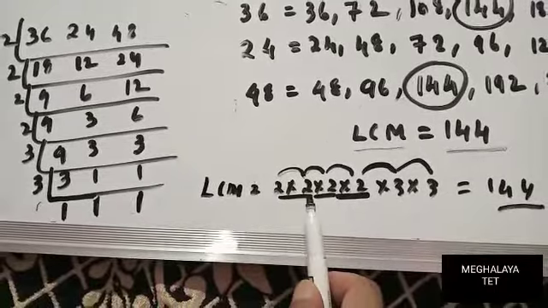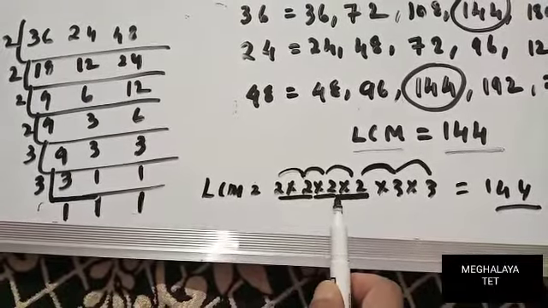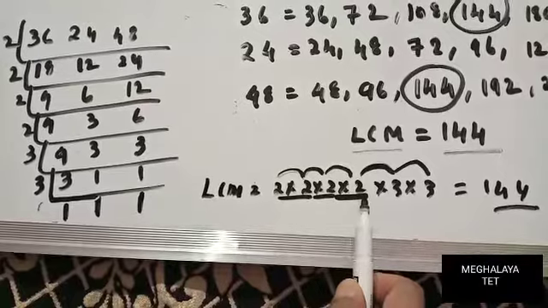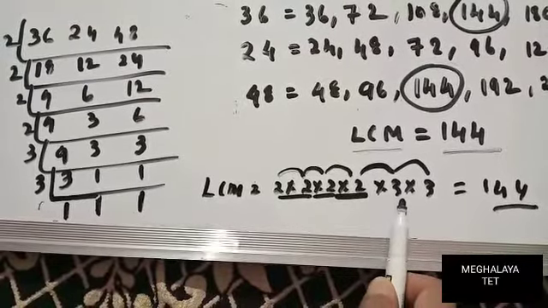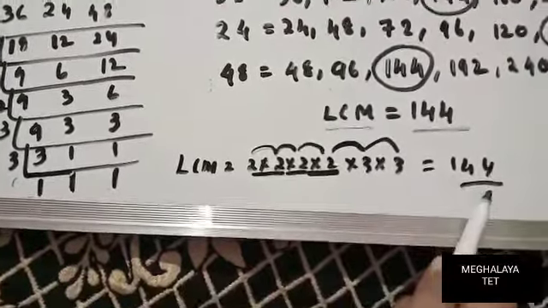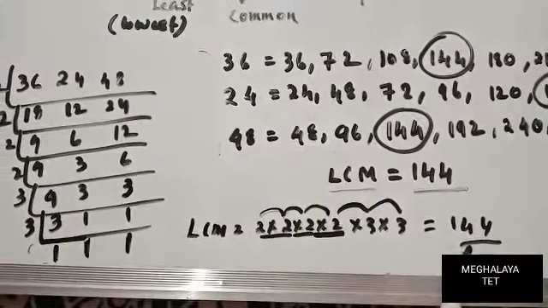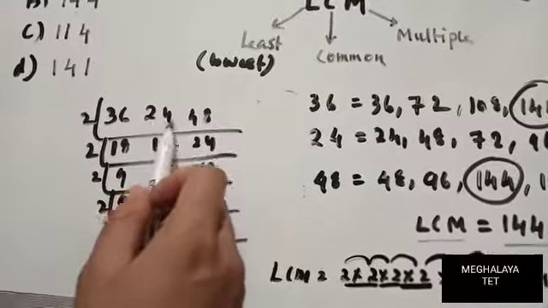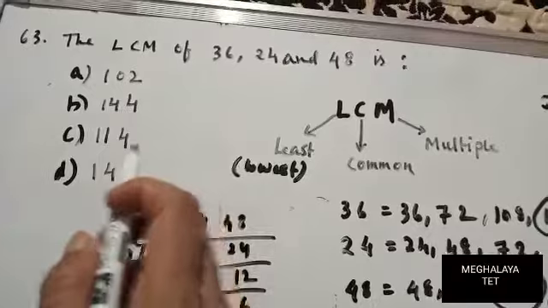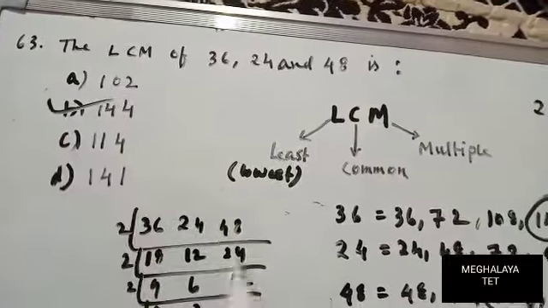So 2 into 2 is 4, 4 into 2 is 8, 8 into 2 is 16, 16 into 3 is 48, 48 into 3 is 144. So in this way we can also find out the LCM. The LCM of these three numbers, 36, 24 and 48, is 144. So 144 is the right answer to this question.